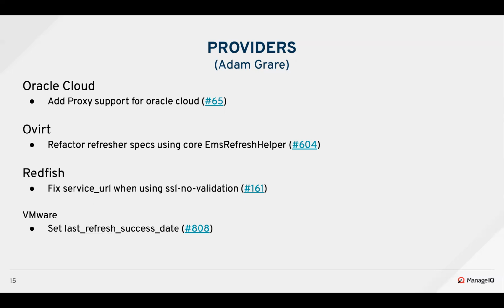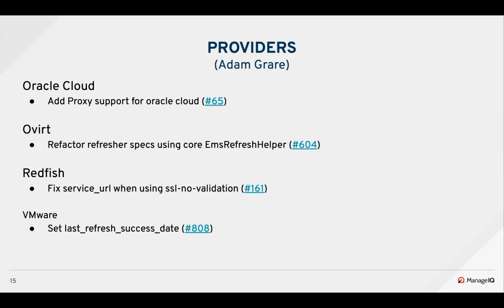For Overt, Nasser refactored the refresher specs to use the EMS refresh helper method in core. Overt had essentially an earlier version of the methods which did a full database comparison. But since the core method had updates for which columns we should ignore, it was causing some spec failures when we added a new timestamp column.